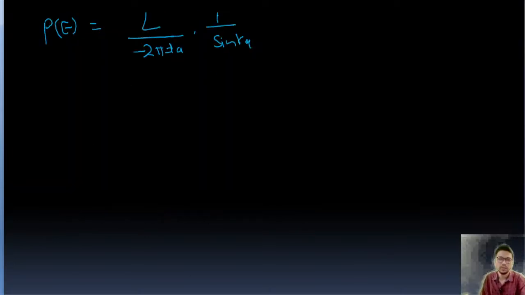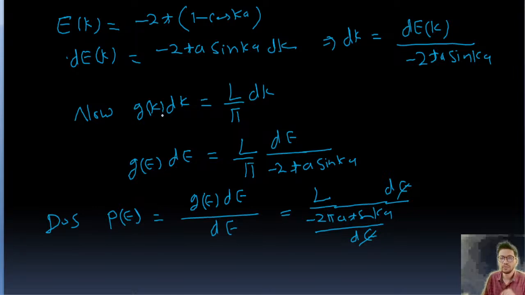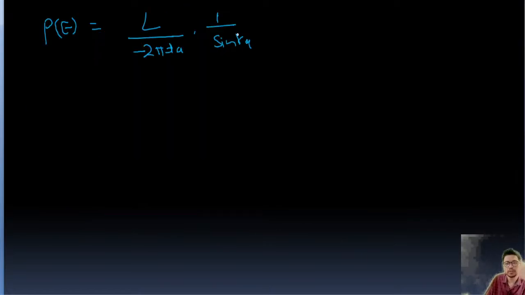Very simple. We just need to know this Gk value, Gk dk. This value is L upon pi for 1 day, L upon pi dk. From here we'll find the value of dk, that is going to be GED. And density of state rho e is going to be GD upon d. This is the value. So this is the density of state.